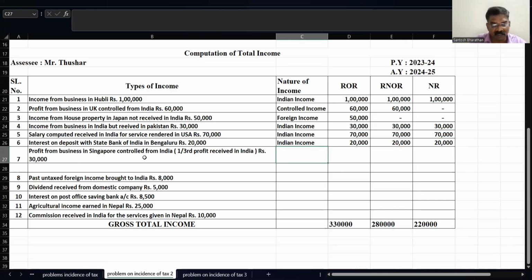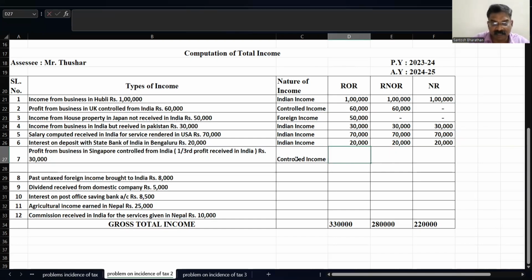Profit from a business in Singapore, controlled from India, one-third profit received in India, rupees 30,000. See here, the business is in Singapore. Singapore is a foreign country, so the profit is earned there, but controlled where? From India. That office in India. Therefore, they were following the instruction from India. Based on the instruction, the profit was earned in Singapore. So I treat that as a controlled income. When I say controlled income, it is taxable in two cases. One is ROR, the second is RNOR.